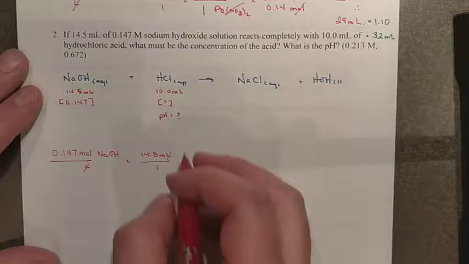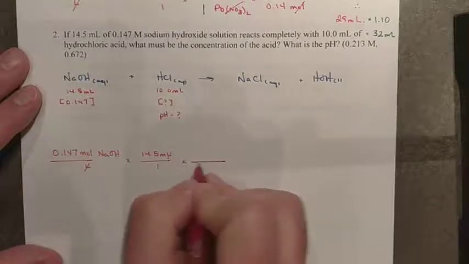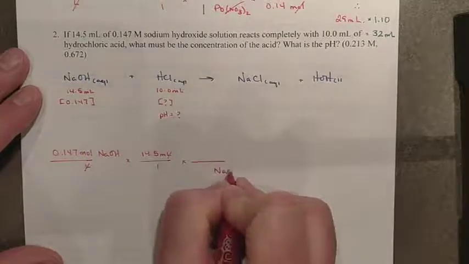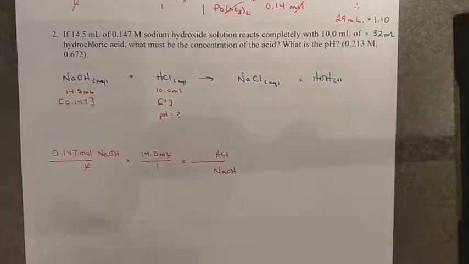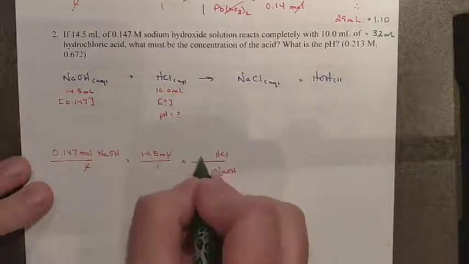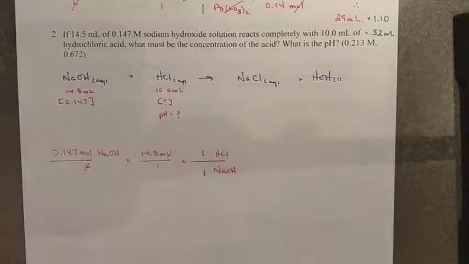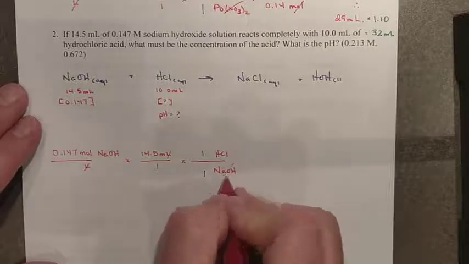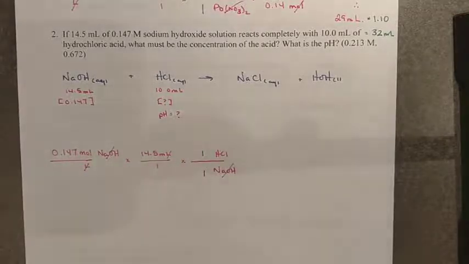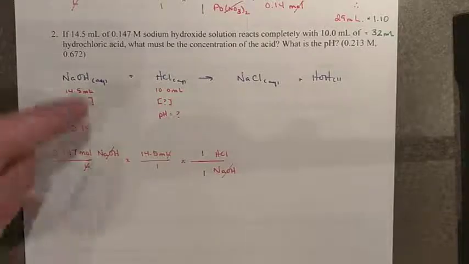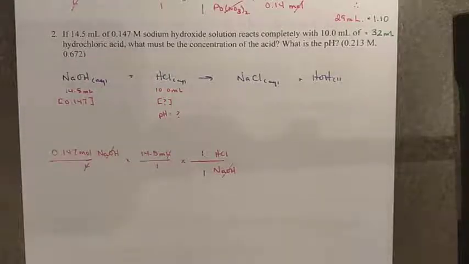Now it's safe to do my mole ratio. NaOH I want to get rid of. HCl I want to find. And you can see from our chemical equation here that it is a 1-to-1 ratio. But that's okay. While it doesn't change the numbers, it does get rid of NaOH and now turns us into a millimole quantity of HCl. Fantastic. We just need to turn this into a concentration.